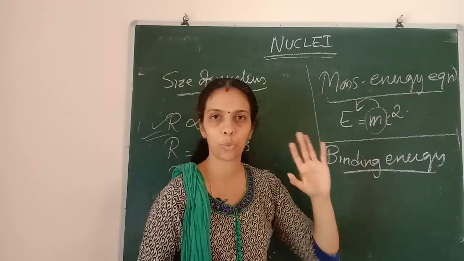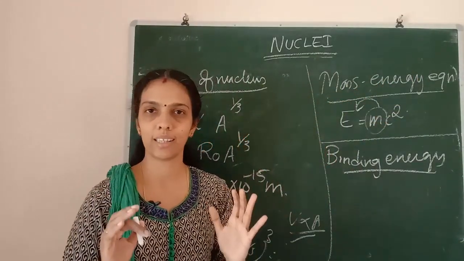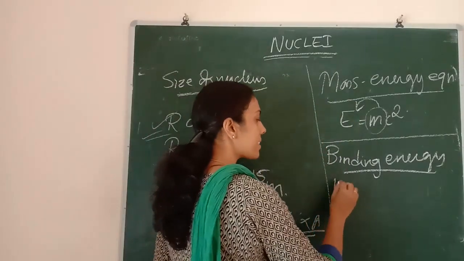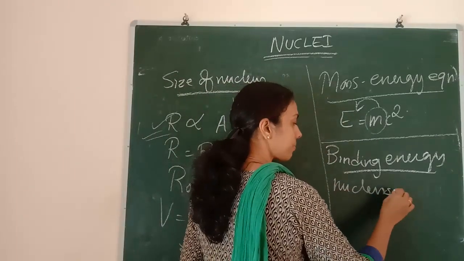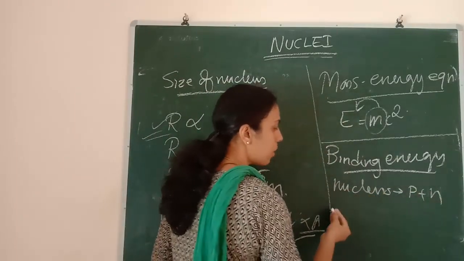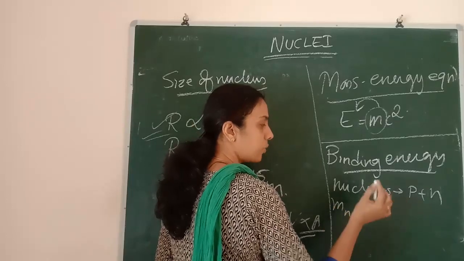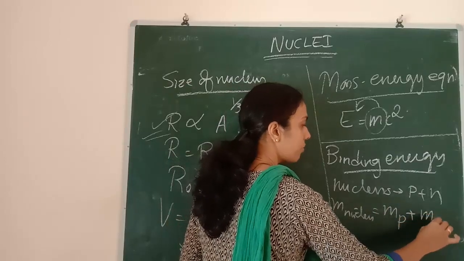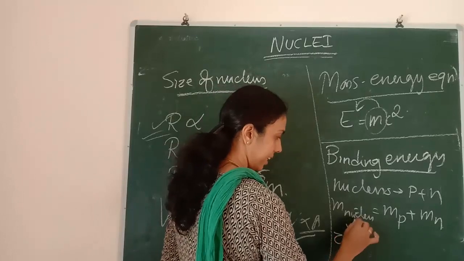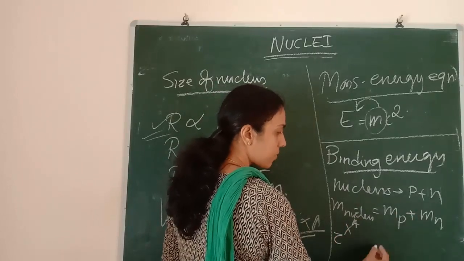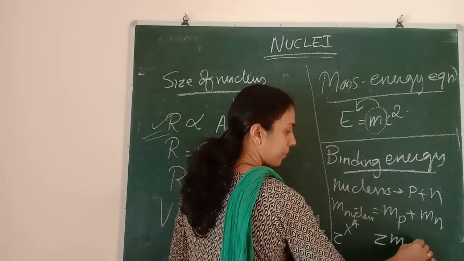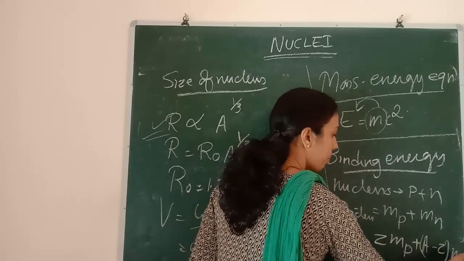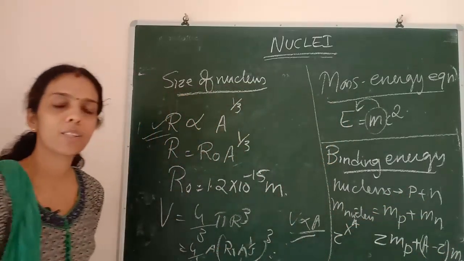We know the mass-energy equation. What is the total mass of the nucleus? That into c square will give you the binding energy. Nucleus means it consists of protons and neutrons. So what will be the mass of the nucleus? Mass of the nucleus will be equal to the mass of protons plus the mass of neutrons for the nucleus X with Z and A. How many protons are there? Z into mp. How many neutrons are there? A minus Z into the mass of a neutron. This will be the total mass of the nucleus.